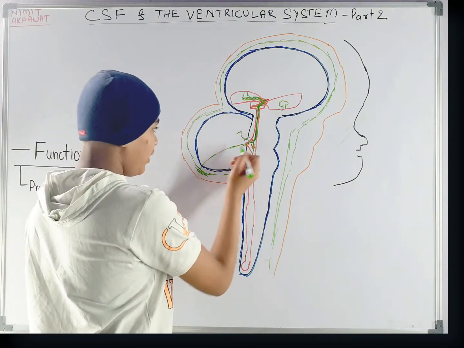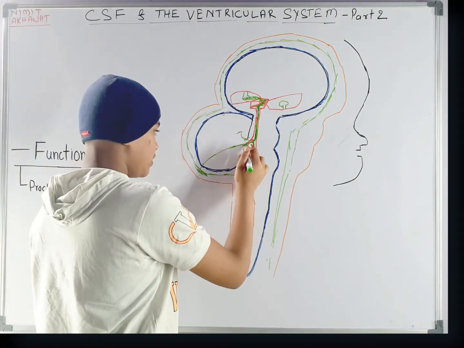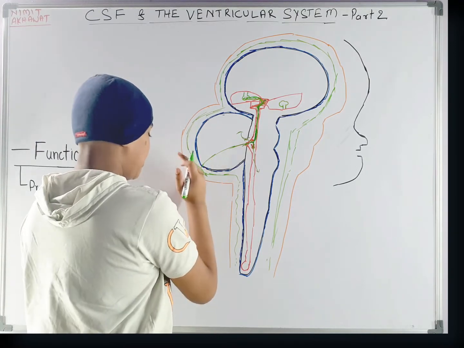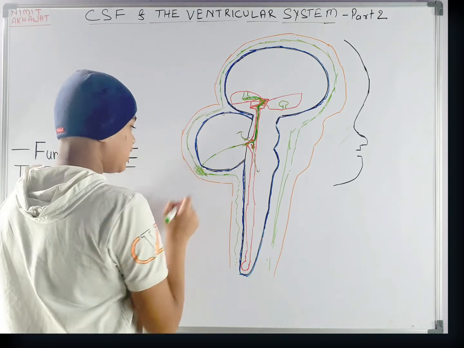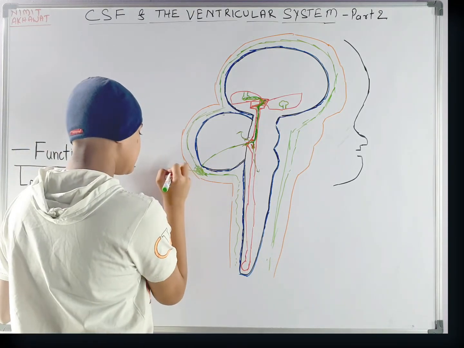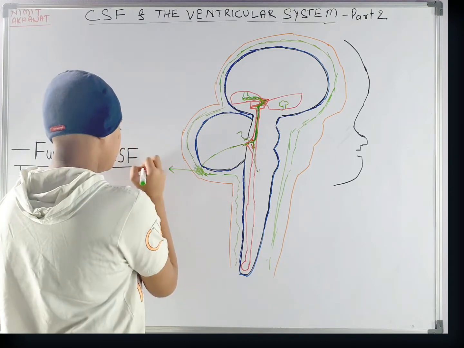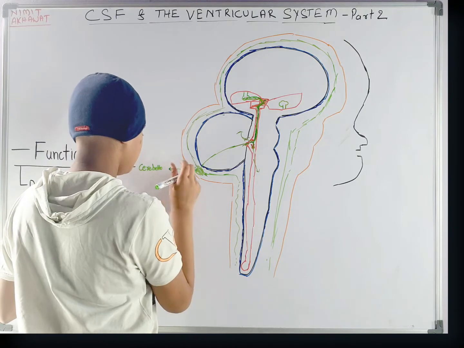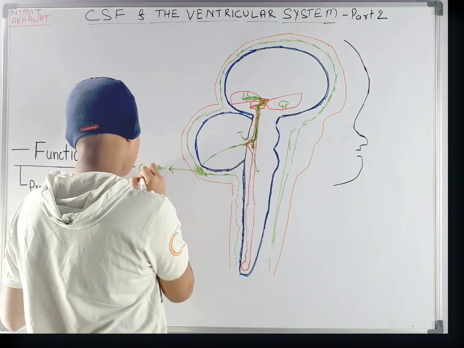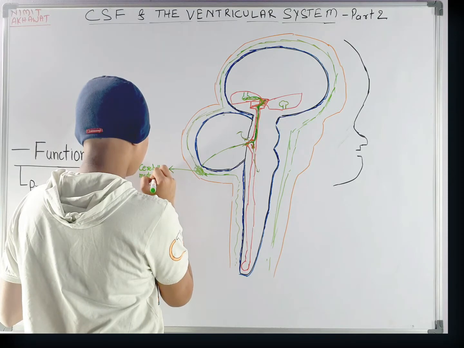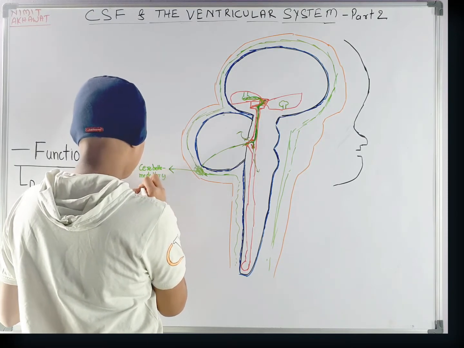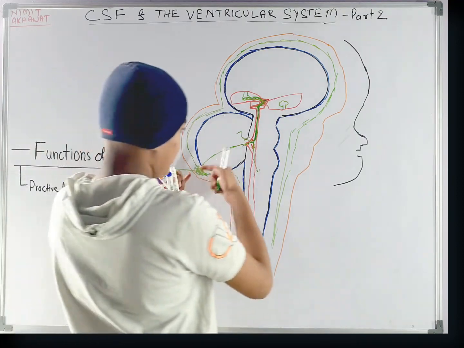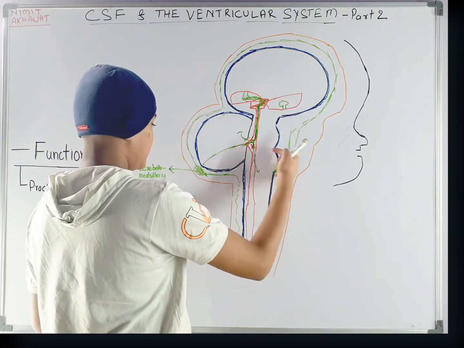At this point, where the CSF is collected from the foramina of Luschka into the subarachnoid space, this cavity is filled with CSF, and this is called the cerebellomedullary cistern. And this is at the level of the pontomedullary junction.